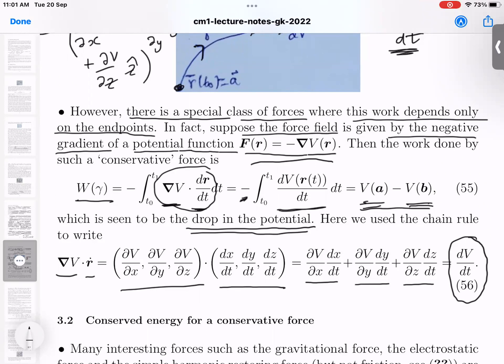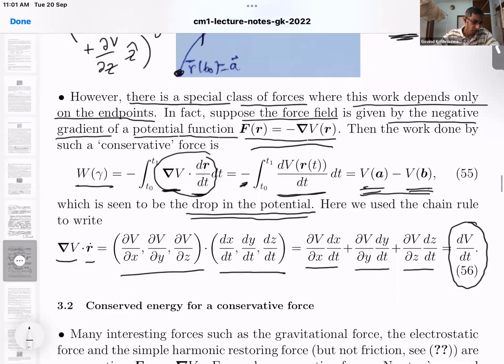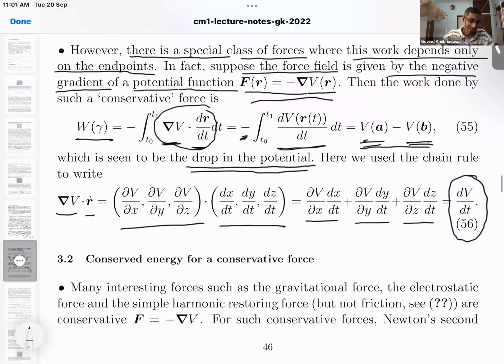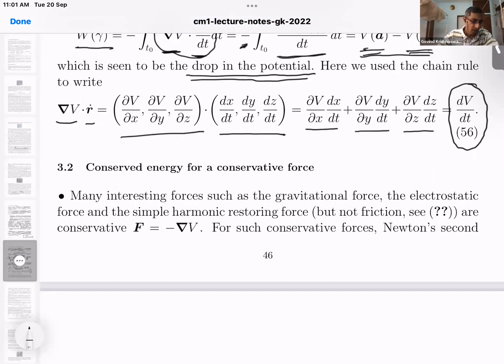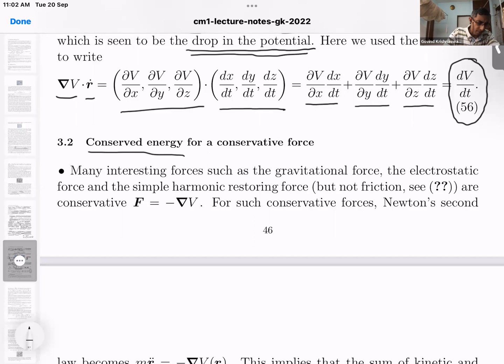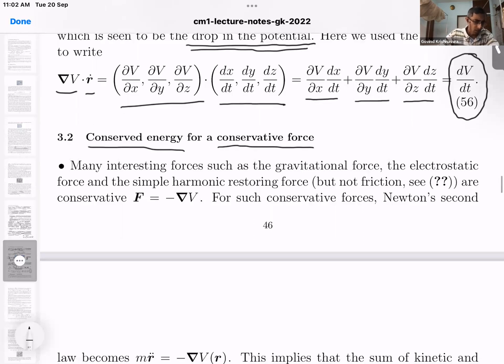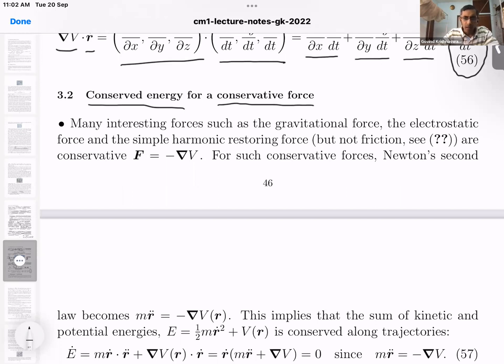Anyway, it's a nice slogan to have in mind, that the work done by a conservative force is simply the drop in the potential energy. V is called potential energy or potential. Different people use, in different sentences I will use different names for the same thing. So that is the concept of the work done by a conservative force. From there, now we can move to the conserved energy for a conservative force. Let us see what that is. This is a nice concept.